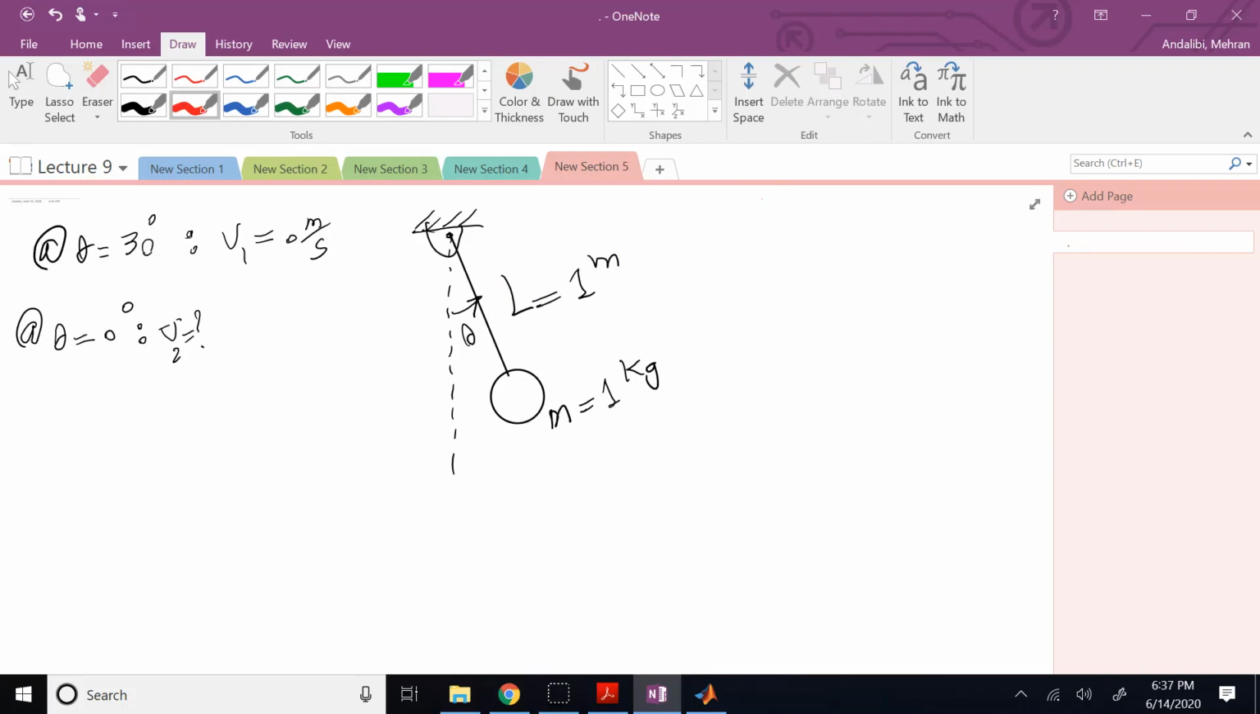So what we're gonna do is first draw the FBD. So this is the pendulum. What forces are acting on it since it's in the vertical position? So there is mg, and there is the tension of the rope at angle theta. That's all. Right? That's it.